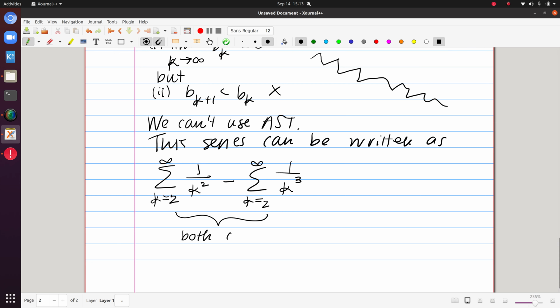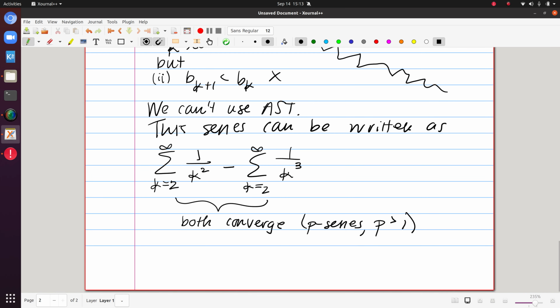Both of these converge, right? They're p series with p greater than 1, 2 and 3 respectively. And so their difference will converge. So the original series converges.